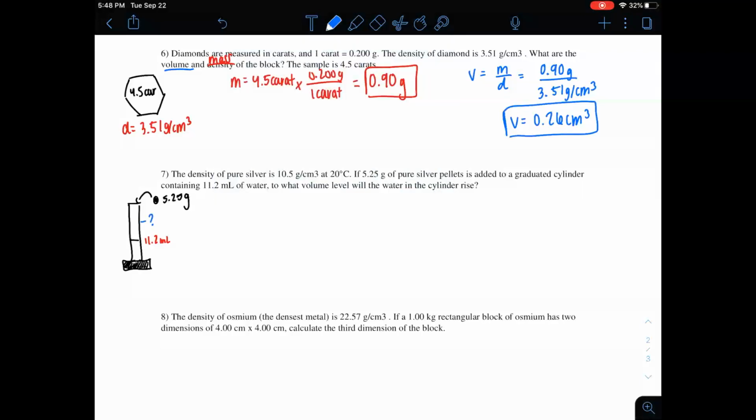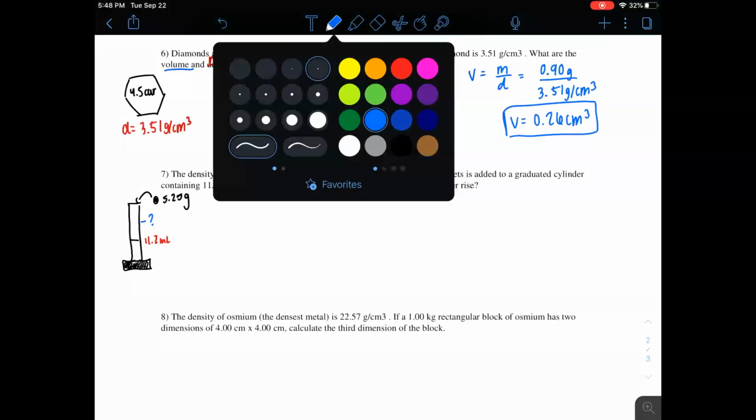Okay, and it's not asking what's the volume of water. It says what will the level be. So to what volume level will the water rise? So it's not asking for the change in water. It's asking what's that final level.